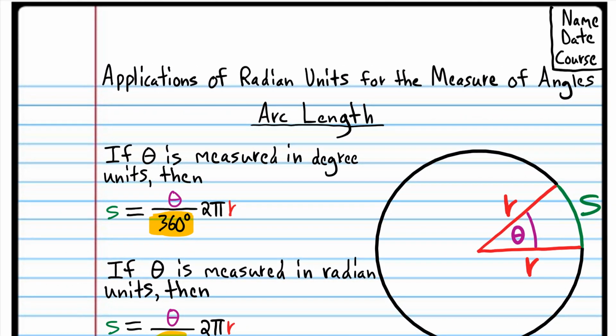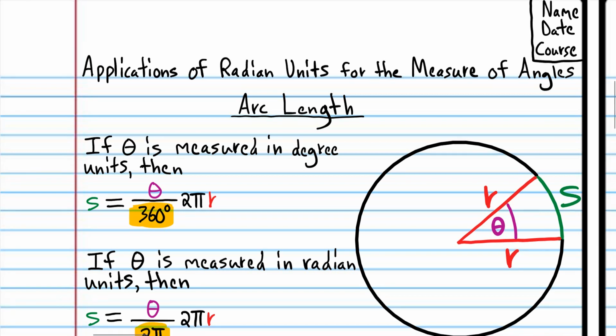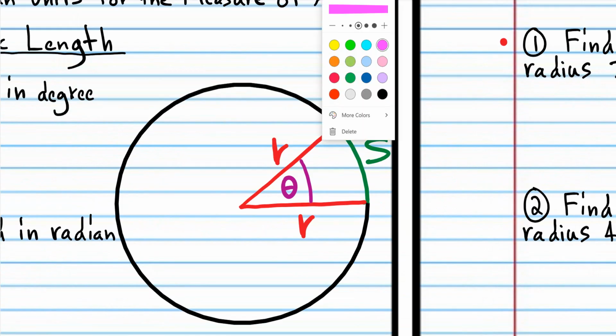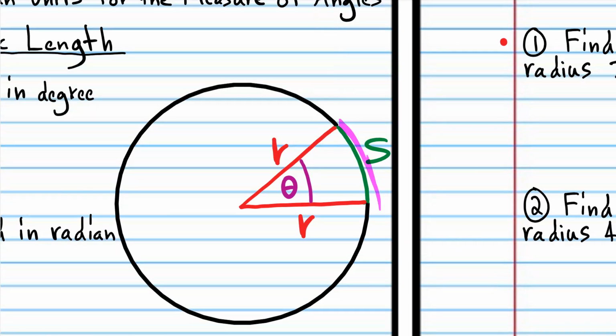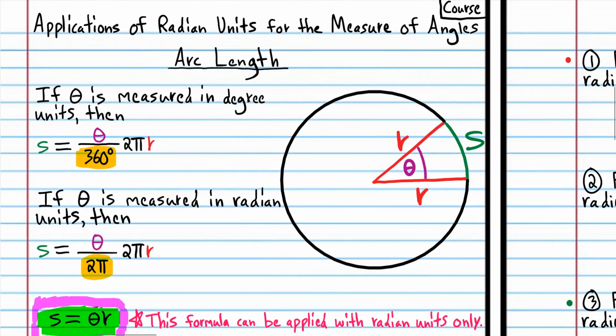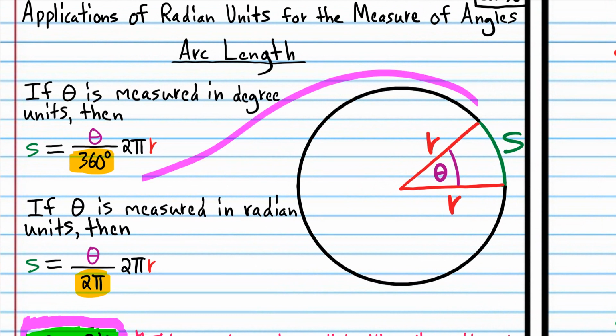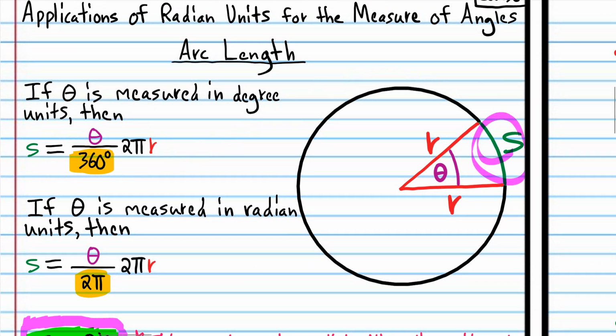In the previous class, we learned a new unit for the measure of angles. And today we're going to learn a little bit about why that new unit is useful. In my geometry course, we learned this little part of the circle is called an arc. And to find the arc length, we use this formula here. That's the actual length of that green part of the circle.